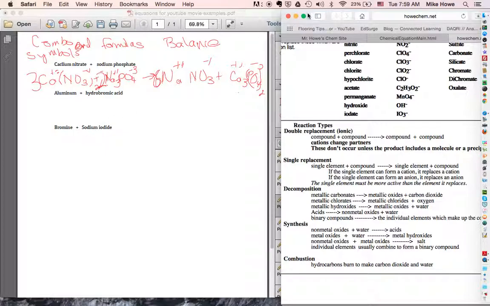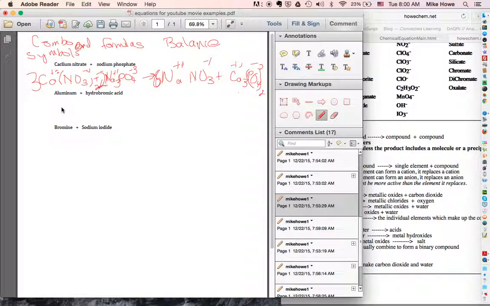All right, now let's take a look at the aluminum plus the HBr. So aluminum plus hydrobromic acid. So we have Al plus hydrobromic acid. So hydrobromic means binary acid, so it's hydrogen with bromine.